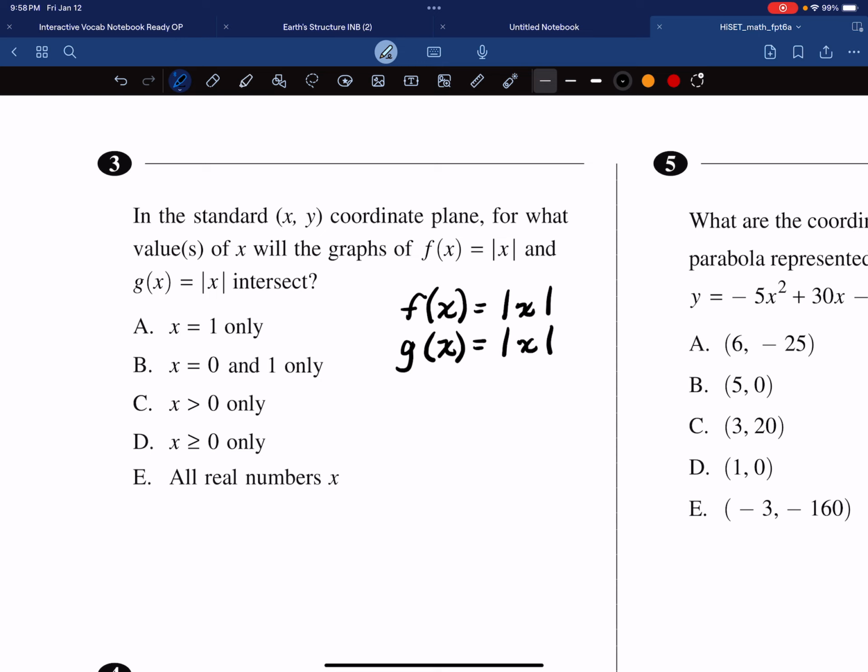Well, the one thing that jumps out at me is that these are the same graph or the same functions except for their names. This one is function f, this one is function g, and we're looking at both of them in terms of the values of x. So it really doesn't matter what you choose for x. The output would be the same for either function.